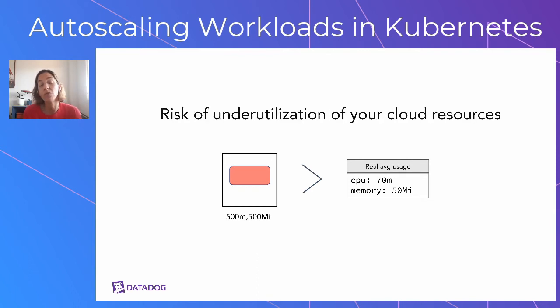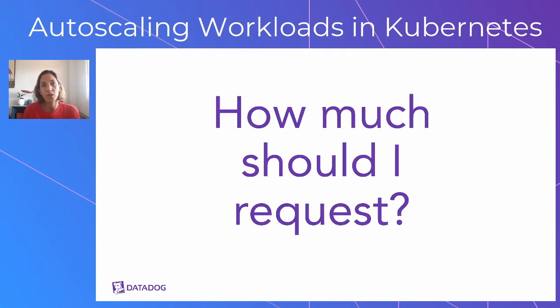But what if we do the opposite? What if we request more than we need? So we request 500 millicores and actually we only need 70 millicores. That means that a lot of cloud resources are going to be underutilized because, again, this is a contract with the scheduler, and therefore those resources are going to be reserved for you even if you don't use them. So the question here is, how much should I request then?